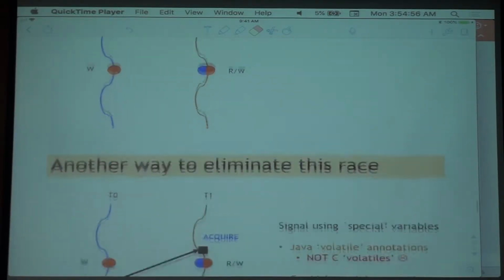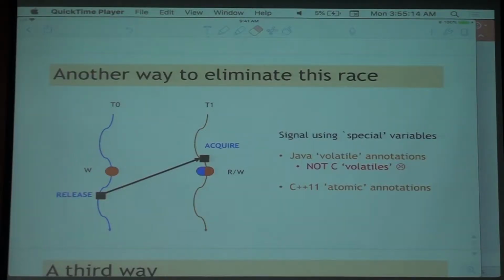Another way to eliminate this is not using locks. Many locks are very slow. Some locks are okay, fast. But if you can avoid locks, use other types of synchronization. So if your communication pattern is you are producing something here and you are consuming it here, don't use locks and arrange it. Use release acquire synchronization.